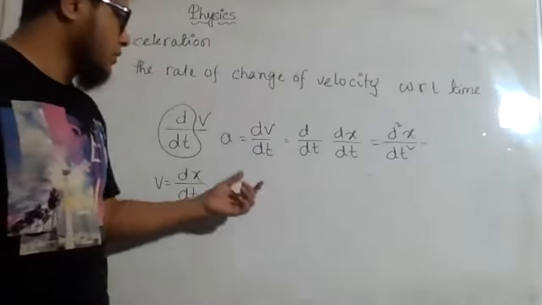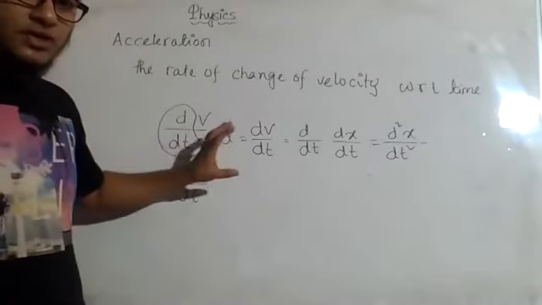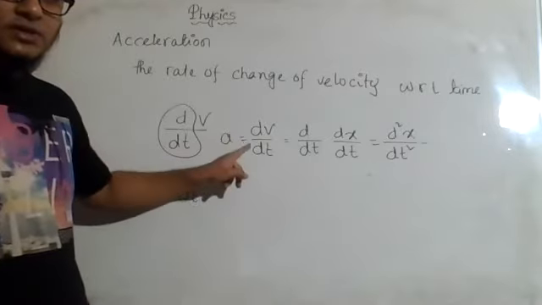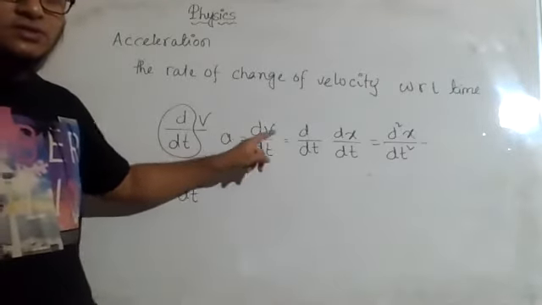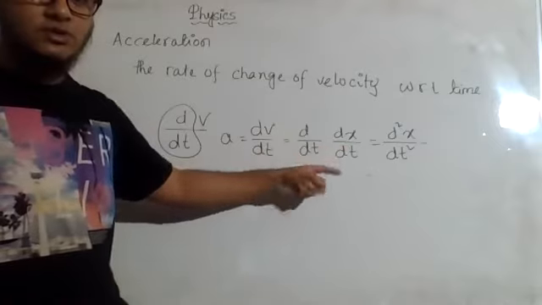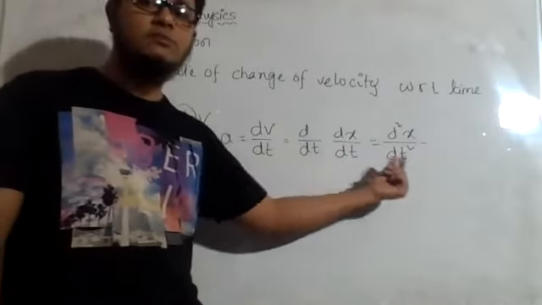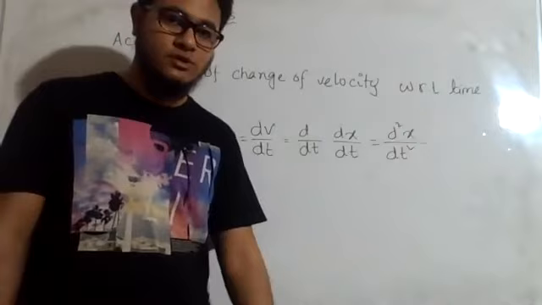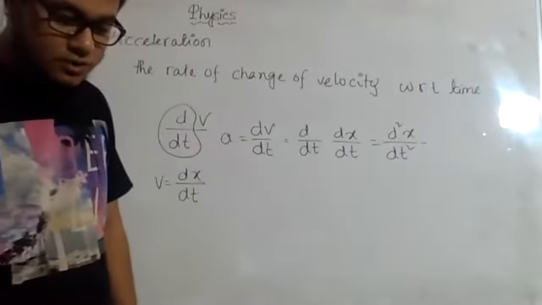Okay, so is it clear? Do you understand? Acceleration is the rate of change of velocity, and velocity is the rate of change of displacement. So whenever we combine them, it becomes double differentiation of displacement. Is it okay?